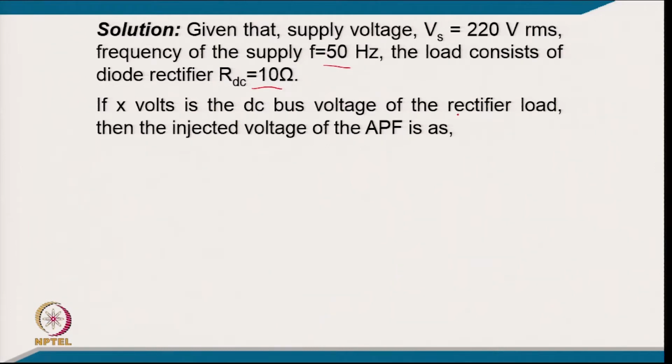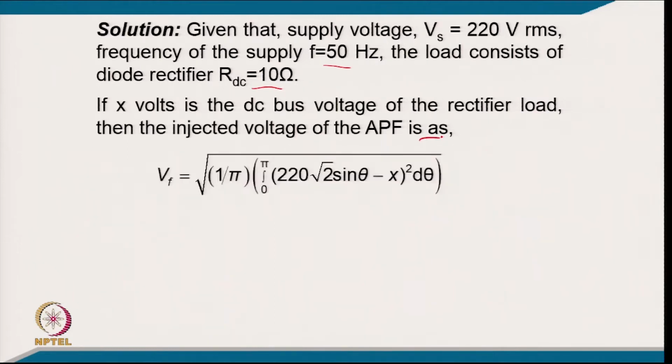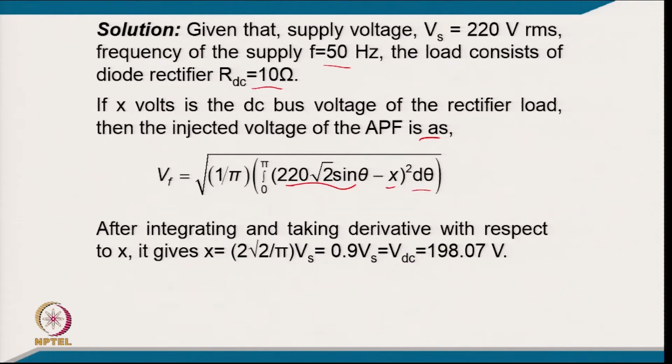If X volt is the DC link voltage of the rectifier load, then the injected voltage of the series active filter is Vf equal to square root of 2 upon 2 pi, integral from 0 to pi of (220 times root 2, that is, a sine wave of 220 volt, sin theta minus x) squared d theta. This is the injected voltage, and we want to minimize this.